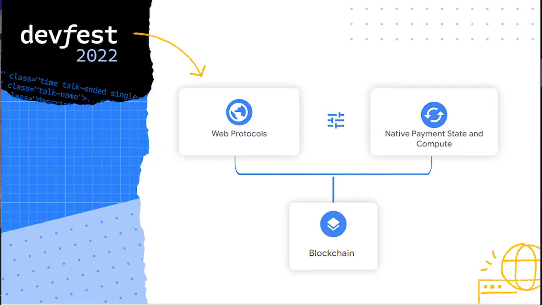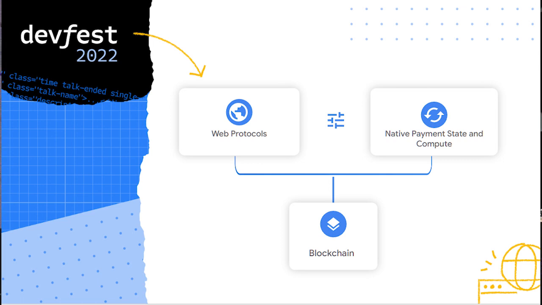But we are doing way more than just having a centralized storage that we do have in the regular Web 2 space. That's where we introduce the blockchain system that comes in with a native payment system and also a computing state.